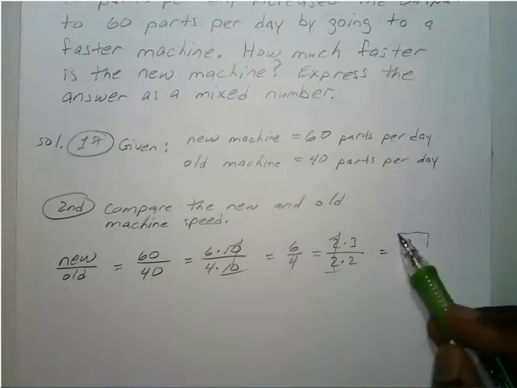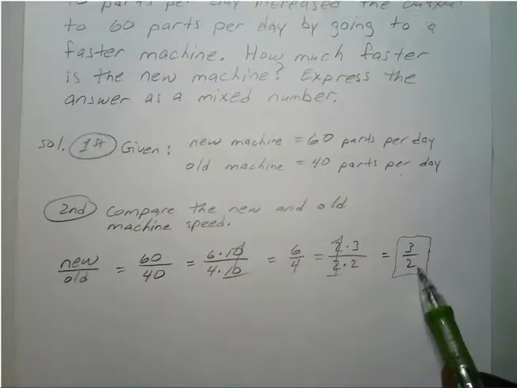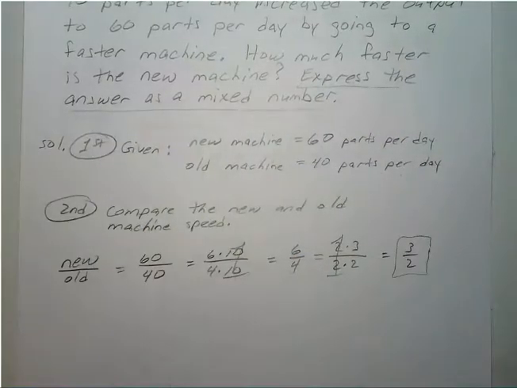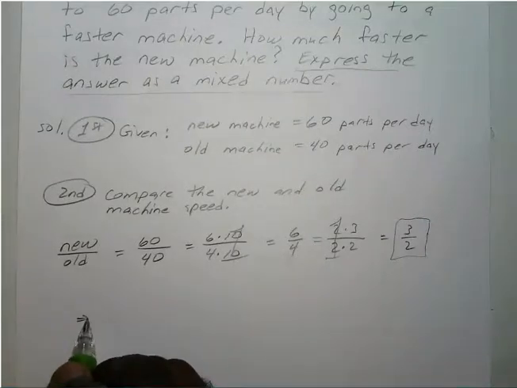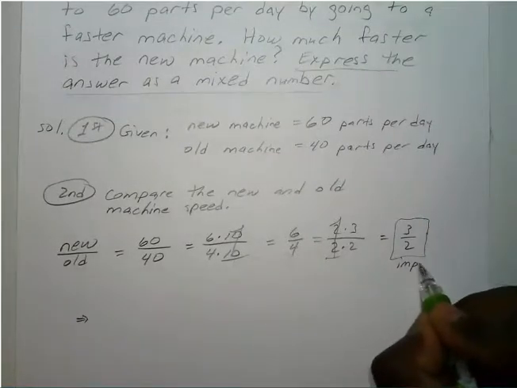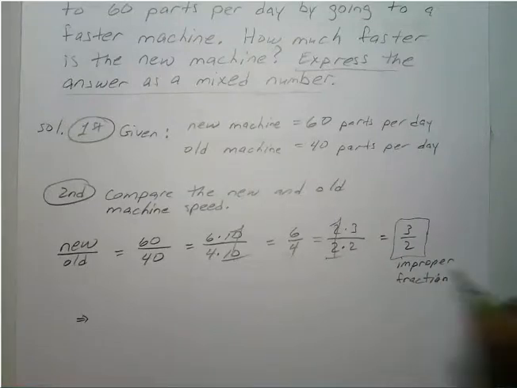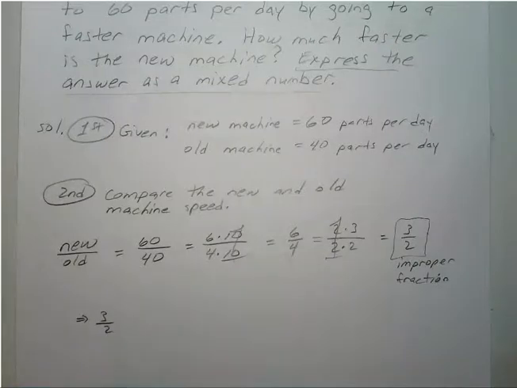Okay, so here we have how we can look at our new machine speed compared to our old machine speed, but this is an improper fraction, and they want us to express it as a mixed number. So, let me write improper fraction. So we have our 3/2.